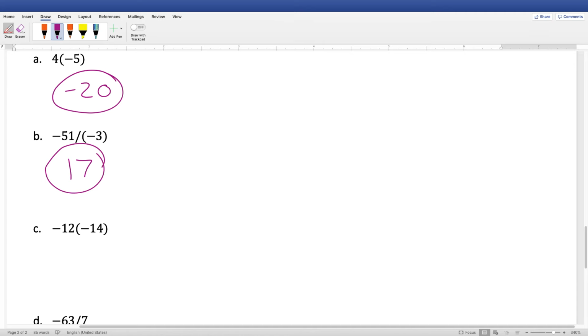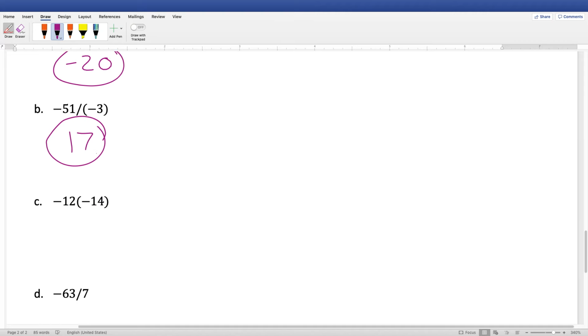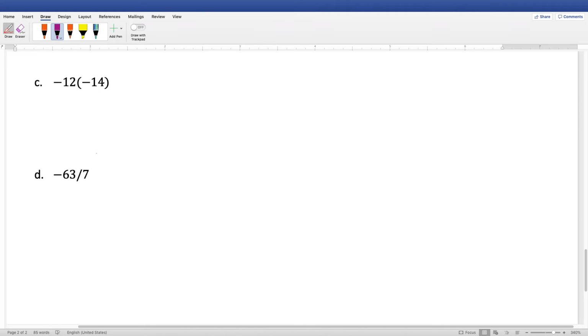Everybody notice how I'm circling all my answers? I expect you to circle all your answers on your homework. Okay, C. Negative 12 times negative 14. Positive or negative? Positive. Answer is 168. And then finally, our last one, negative 63 divided by 7. Positive or negative? Negative. And my answer is negative 9.